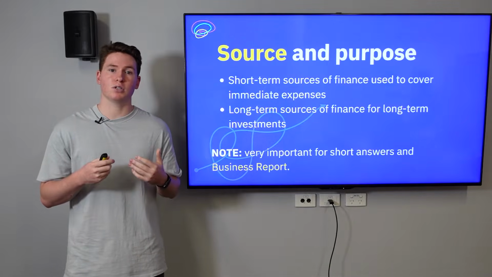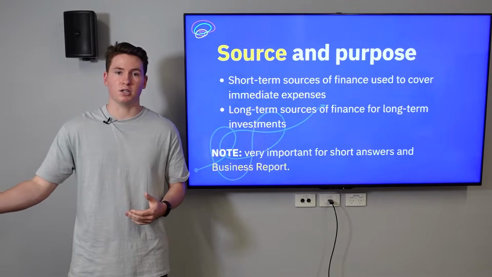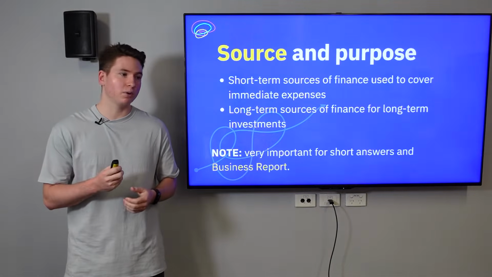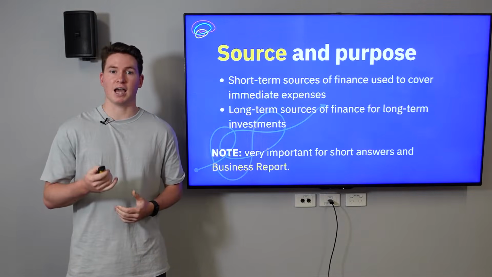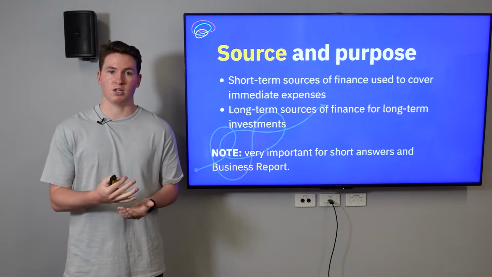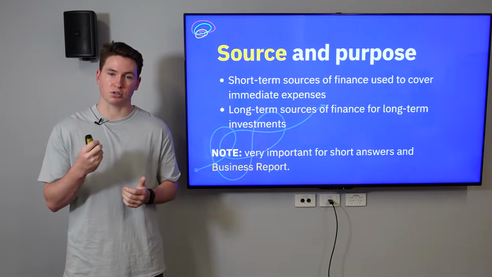Similarly, you're not going to use an overdraft for a long-term large property purchase because, once again, the timing does not match. And this is really important within both short answers and the business report because a lot of the time you have to calculate and comment or recommend a use of a financial strategy, especially within the business report. The marker is looking for the best available strategy.